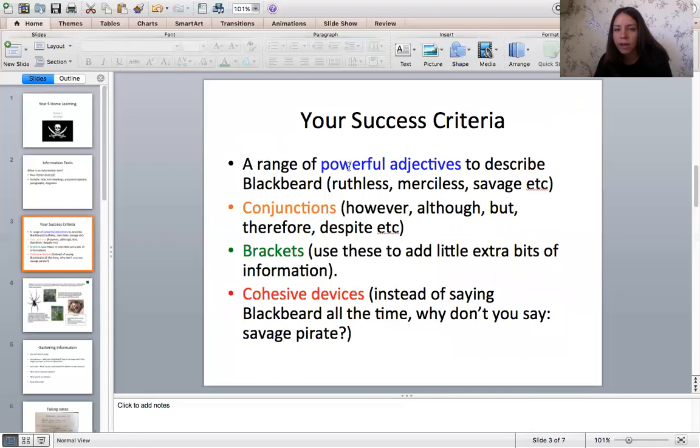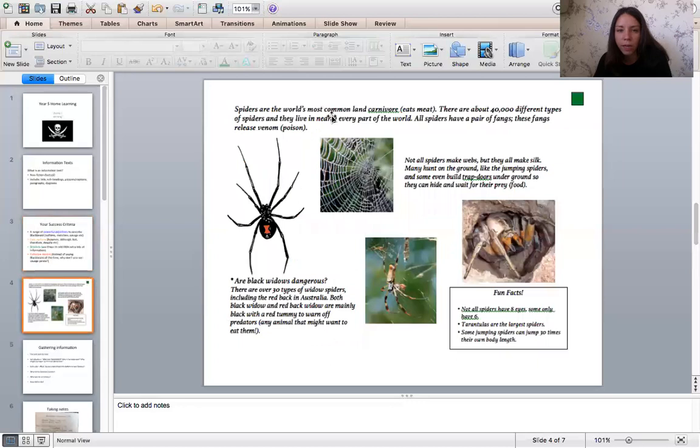So I definitely know that I've got brackets. I need to have a look now to see if I've got powerful adjectives. So I'm going to have a look really, really quickly. Common land carnivore.